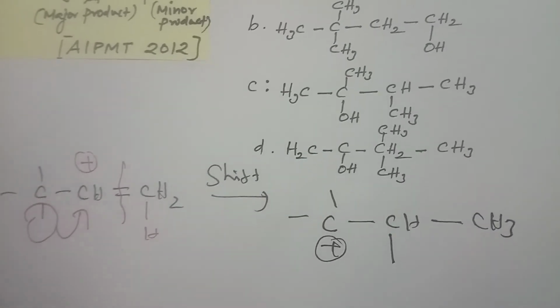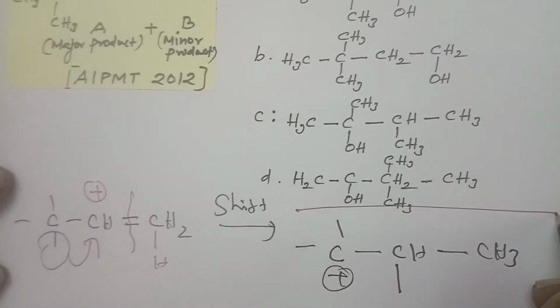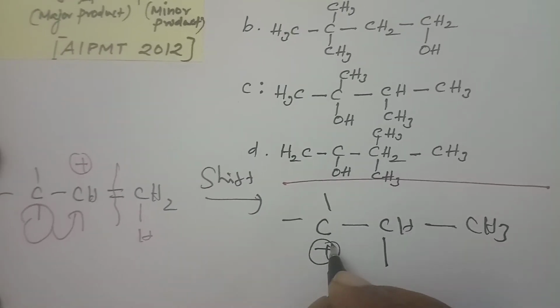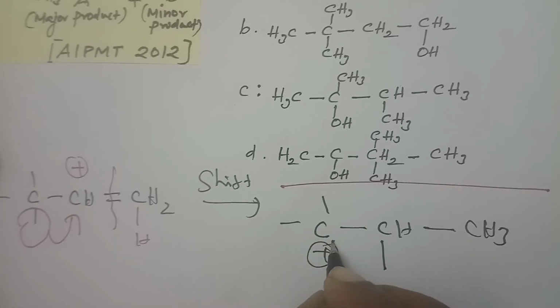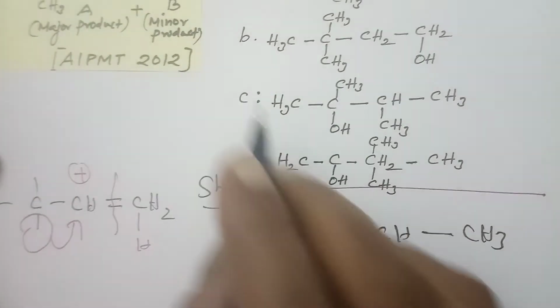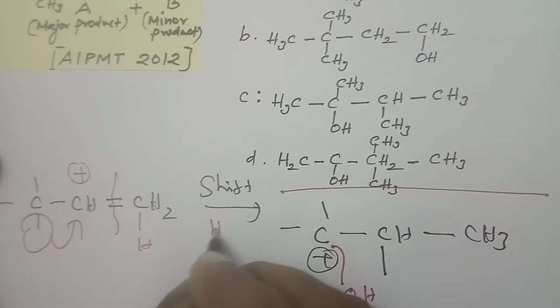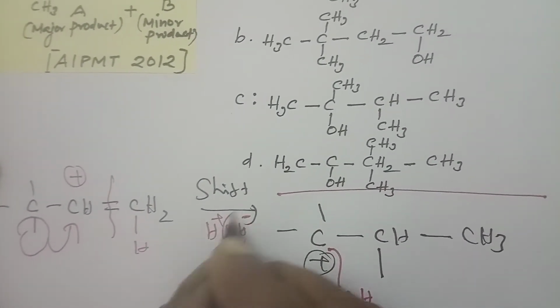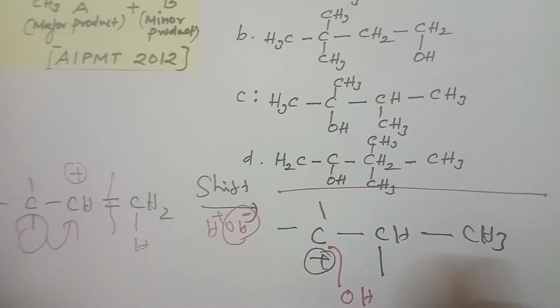This intermediate is formed. Now, in this intermediate, on this carbon atom, the next nucleophile attacks. What is the nucleophile? It is hydration, so H plus and OH minus. This is attacked and you are getting the product. The reaction is over.